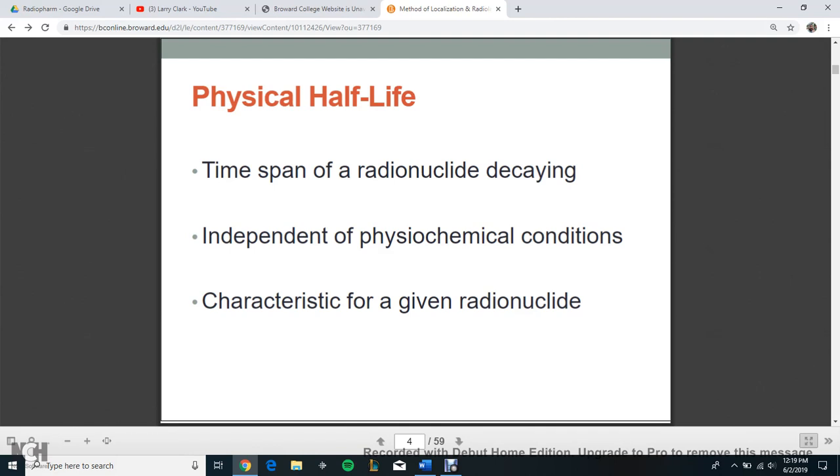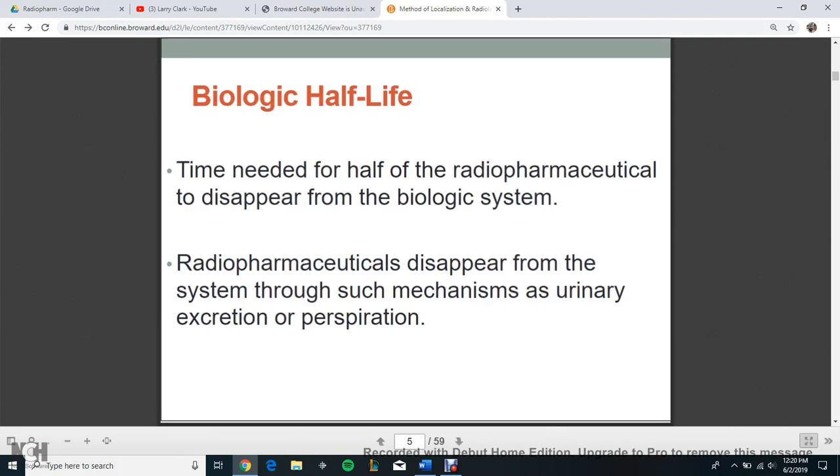Physical half-life. Time span of a radionuclide decaying, independent of physiochemical conditions, characteristic for a given radionuclide. Biological half-life. Time needed for half of the radiopharmaceutical to disappear from the biological system. Radiopharmaceuticals disappear from the system through such mechanisms as urinary excretion or perspiration.